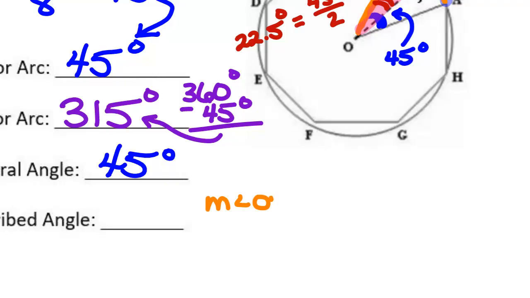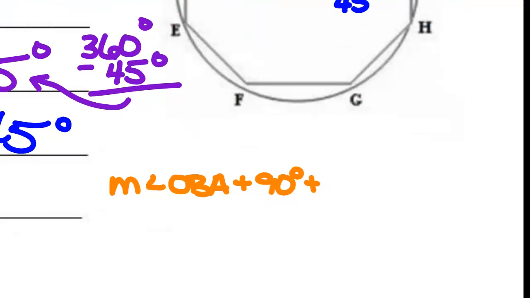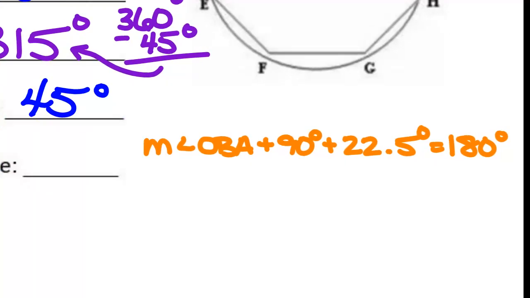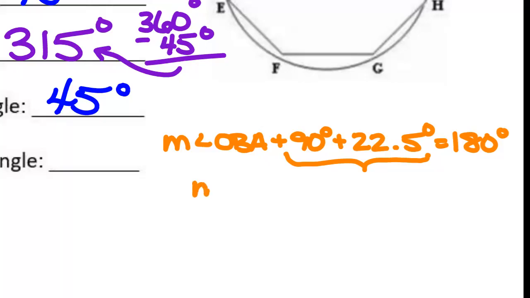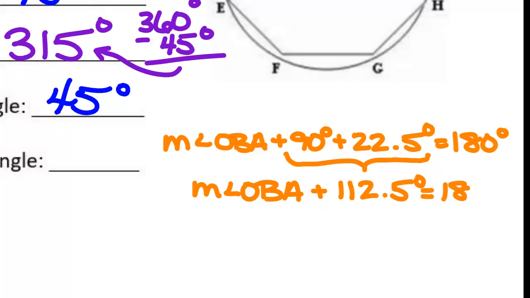So we have the measure of angle OBA plus 90 degrees plus 22.5 degrees equals 180. Those are the 3 angles inside this little pink triangle. We're going to combine our like terms, the 90 and the 22.5. What is 90 plus 22.5? 112.5. That's going to be equal to 180.